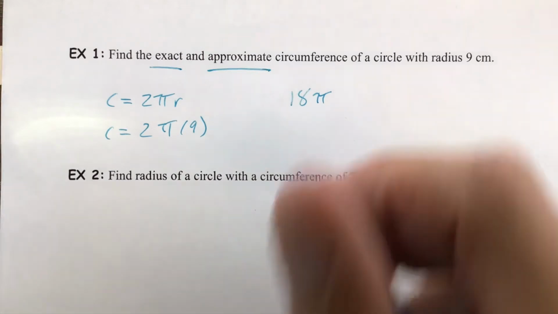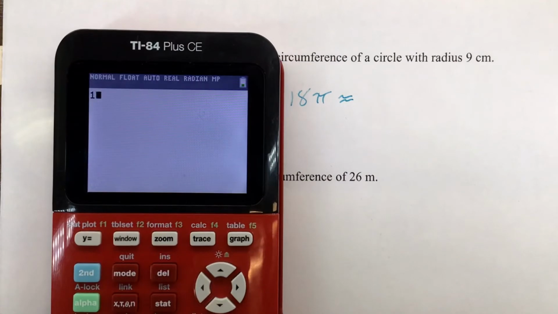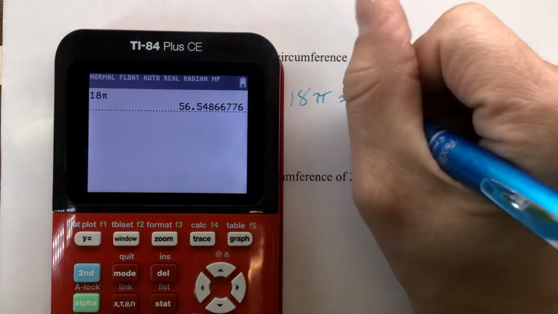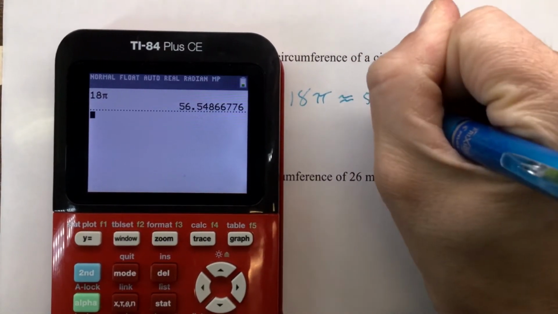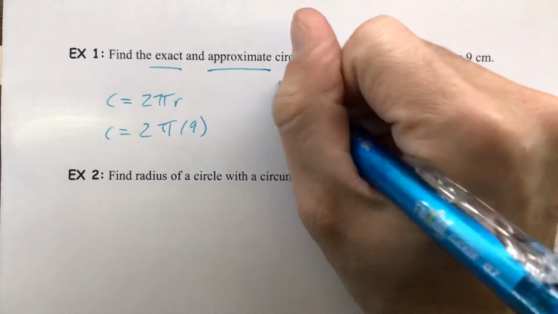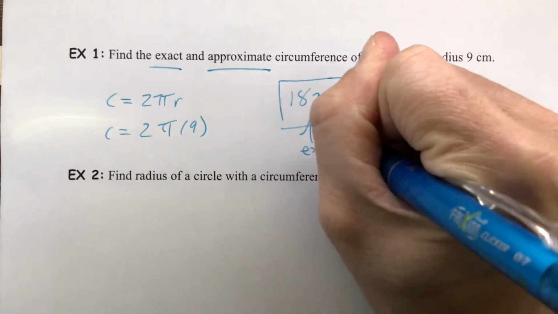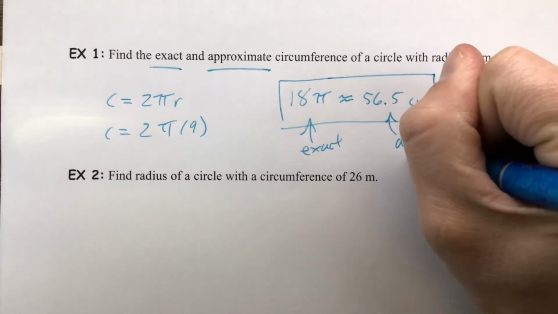The approximate answer is going to be when we actually multiply those numbers. So we take 18, multiply it by pi, which gives us approximately 56.5. All right, units for both of these would be centimeters. All right, so again, that's the exact. This is the approximate.